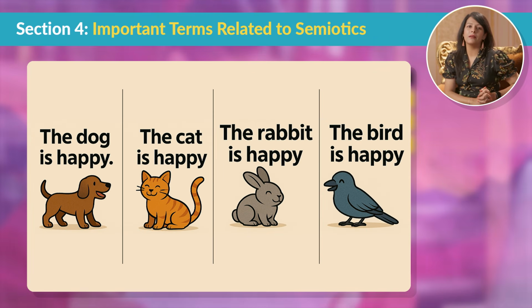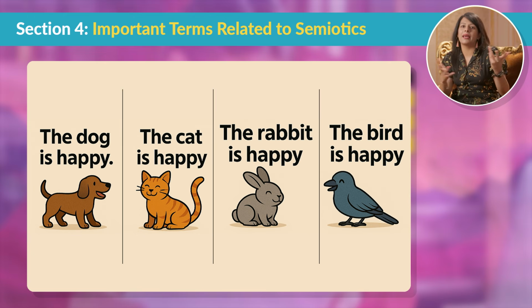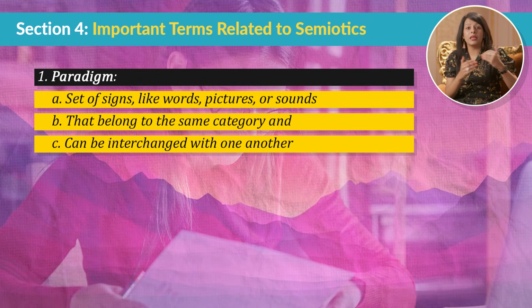Let's take an example. In the sentence, the dog is happy, the word dog could be replaced with cat, rabbit or bird. These are all part of the same paradigm. They're all animals and they fit into the sentence in the same place. Similarly, you can change the word happy with excited, joyful or sad depending on the feeling you want to express. So think of a paradigm as your set of options. You choose one depending on what message you want to give.